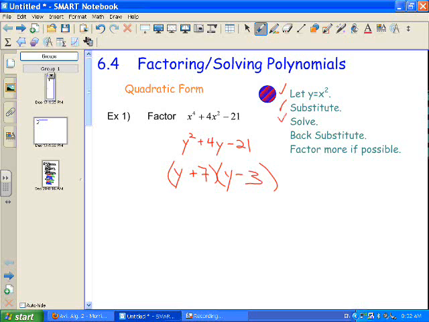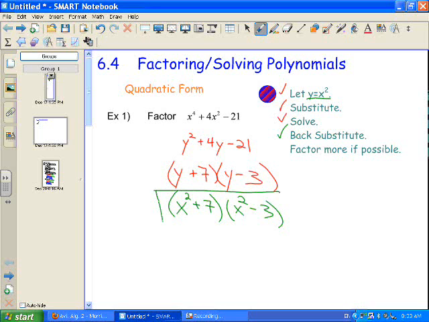But then, so I solved it, but it wasn't a y, so we back substitute. We put it back the way we found it. So what should I be plugging in for all the y's? X squared. Now, can I factor x squared minus 3 anymore? There's a difference. Are they both perfect squares? 3 is not, so that one's out. This one's not even a difference, so I know I can't do anything more with this.